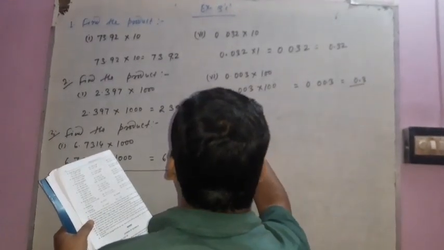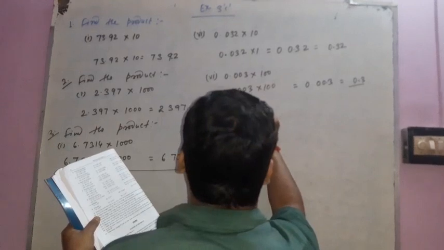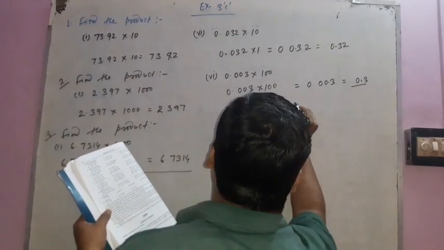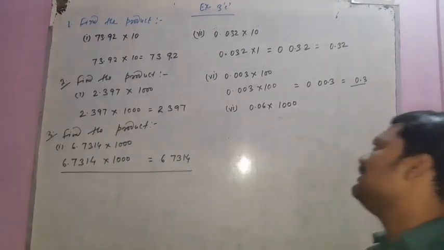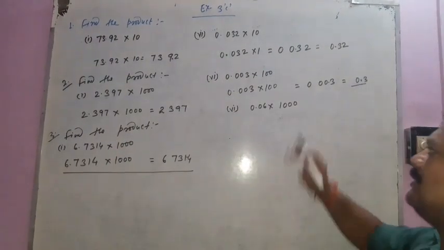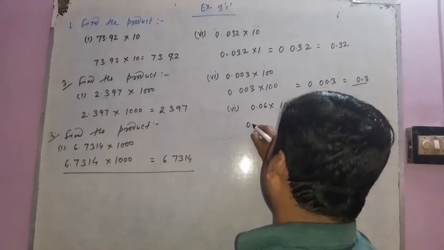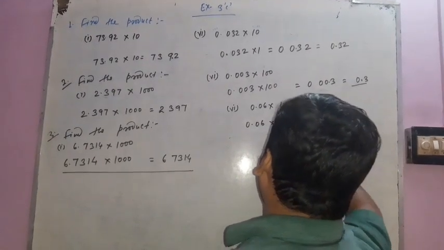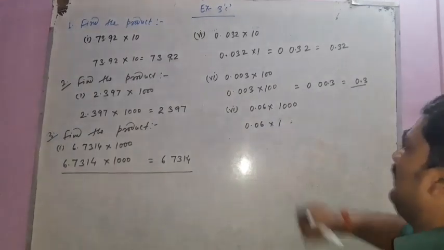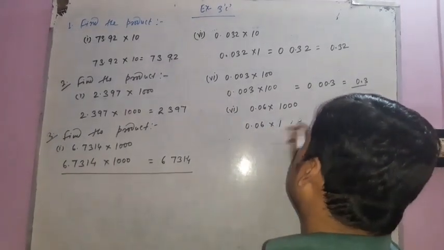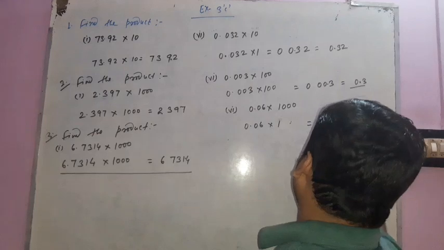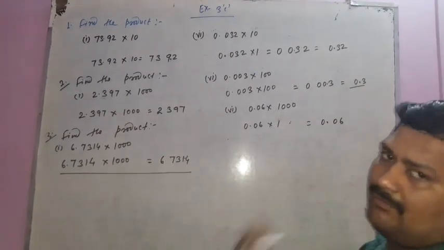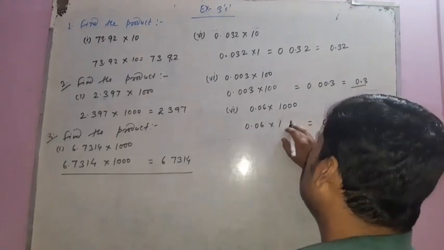Now look at one more example of question number 4, that is the 6th question: 0.06 multiplied with 1000. First we write 0.06 multiplying with 1000, but we leave the zeros aside. First we multiply 0.06 with 1. What result will we get? We get the same result, 0.06, because a number multiplied with 1 gives the same result.